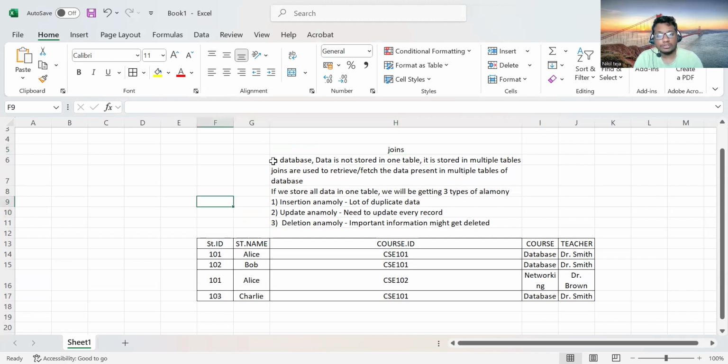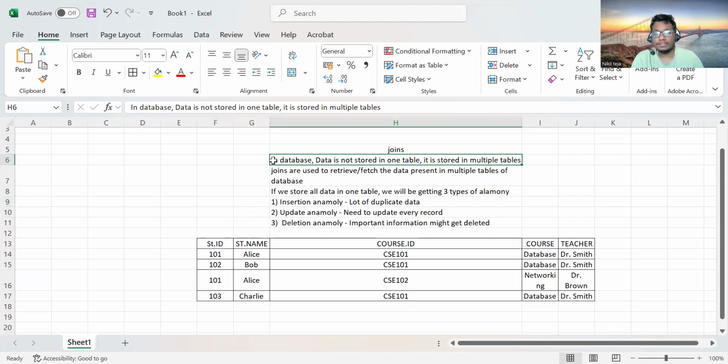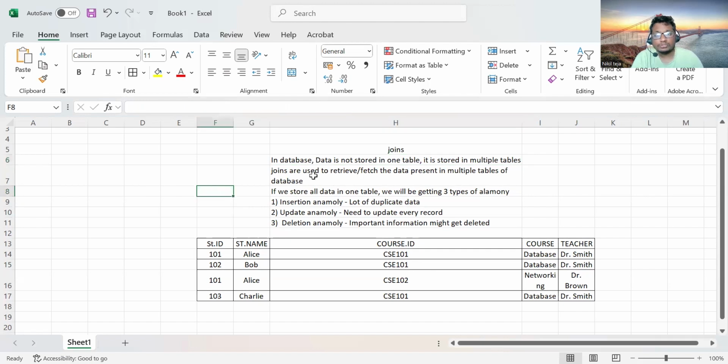So basically, data is not stored in one table, it is stored in multiple tables in a database. As we know, data is not stored in one large table, but the large table is broken down into smaller tables, and data is stored in those smaller tables so that we can fetch the data from each and every table as per our needs and requirements. Joins are used to retrieve or fetch the data present in multiple tables of the database.